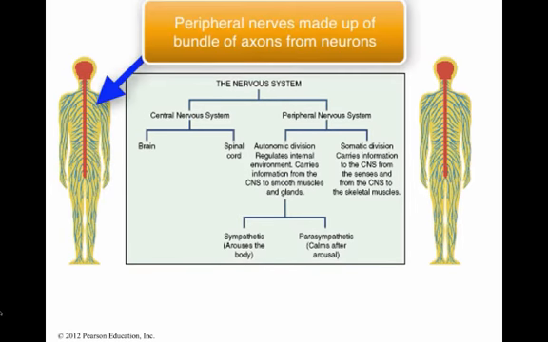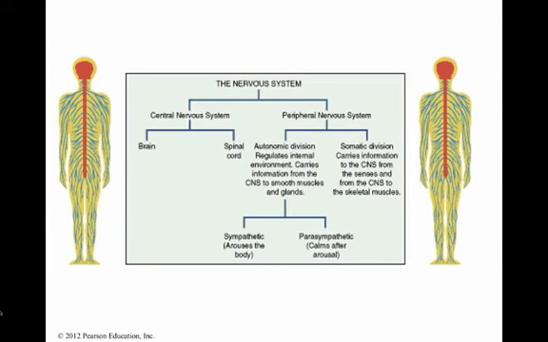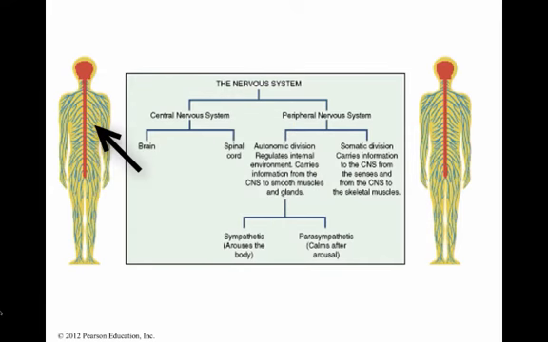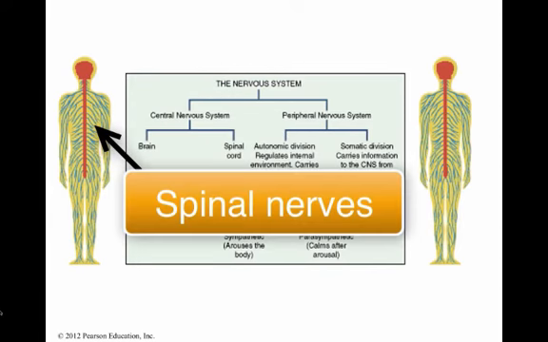Peripheral nerves are made up of bundles of axons or nerve fibers. These peripheral nerves carry the sensory information and the motor commands in the peripheral nervous system. Peripheral nerves connected to the brain are called cranial nerves. Peripheral nerves connected to the spinal cord are called spinal nerves.